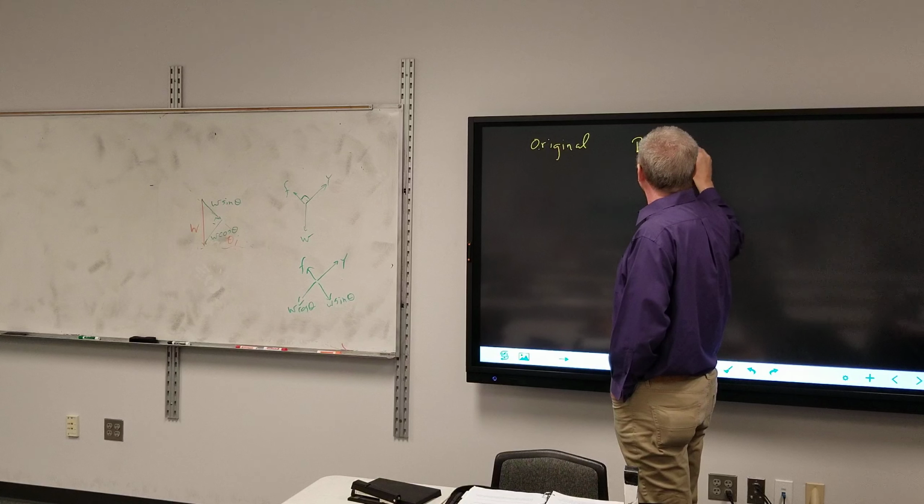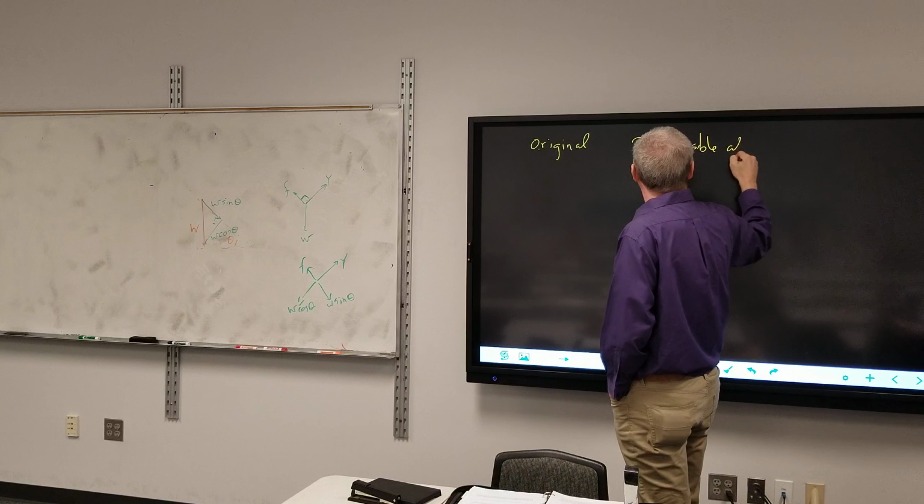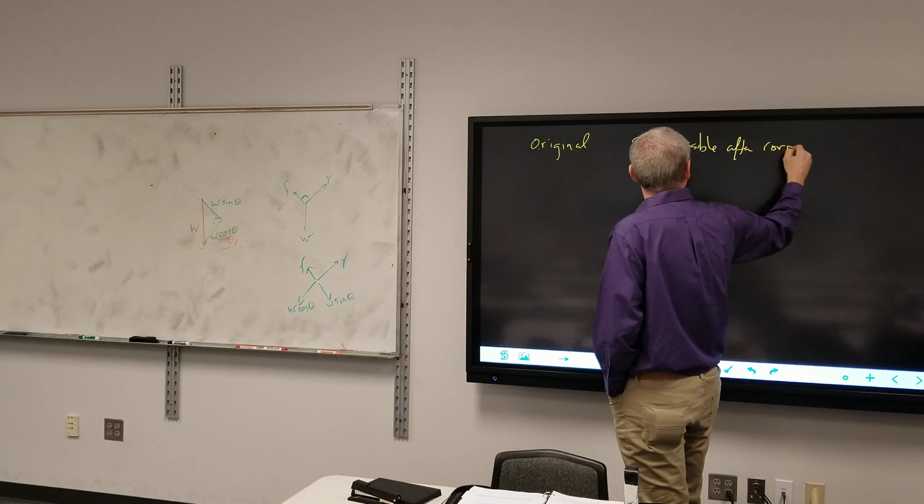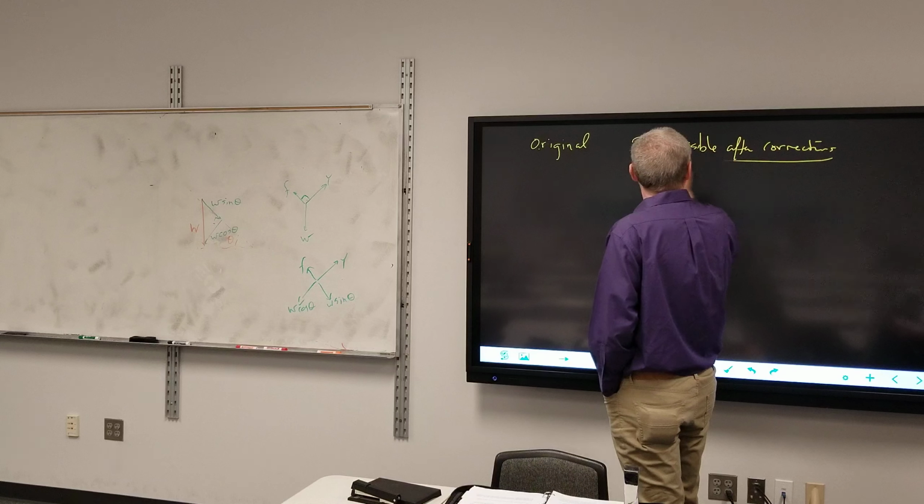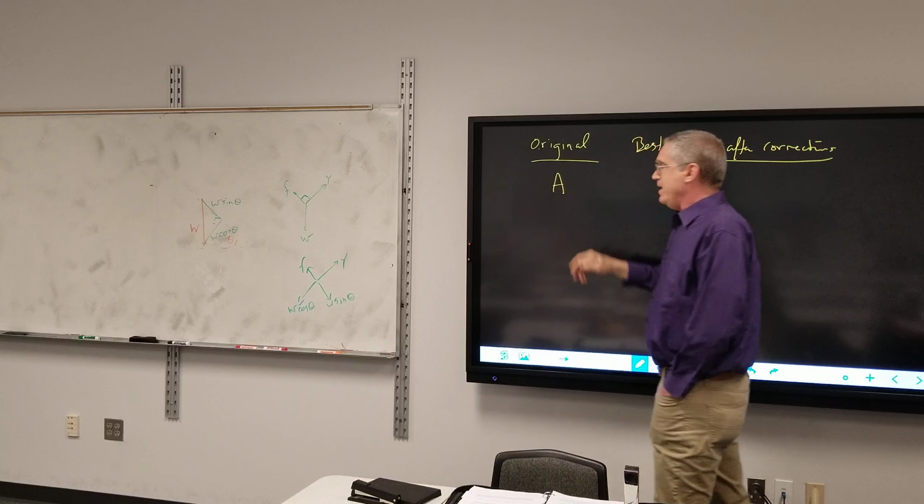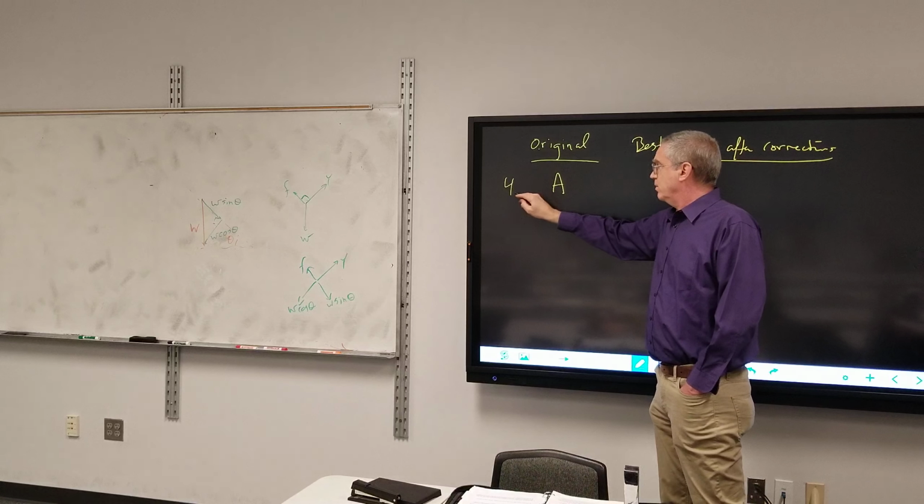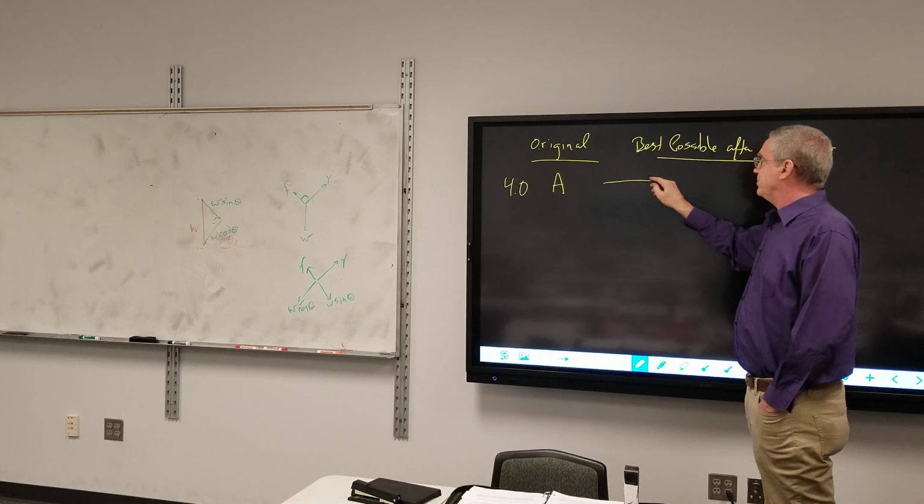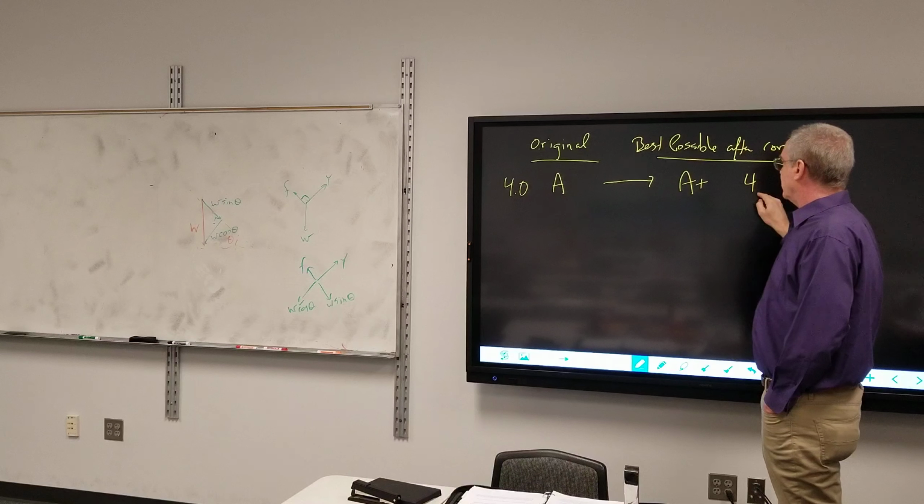Best possible after corrections. So if you got an A on the original test, in other words, a 4.0, you could bring it up to an A+, which goes in the grade book as a 4.0.